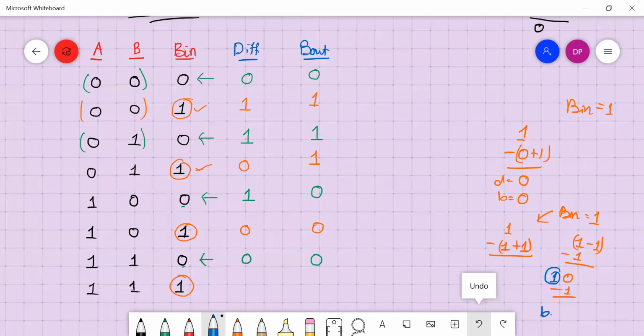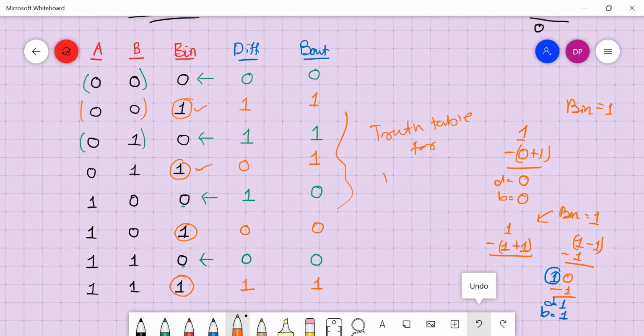Okay. So if you are borrowing something, borrow is getting 1. 0 minus 1. We have borrowed 1. So this is 2 minus 1. The difference is also 1. Okay. Right. So what answer we are getting? The difference is 1. Borrow is also 1. Right. So this is the table for full subtractor. Okay. This is the truth table.